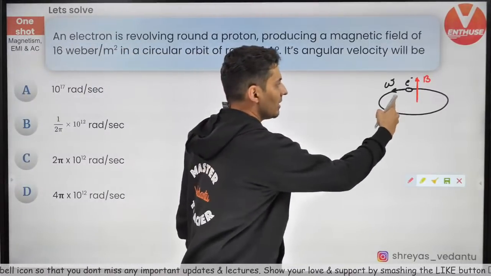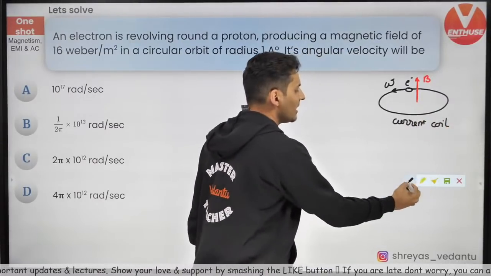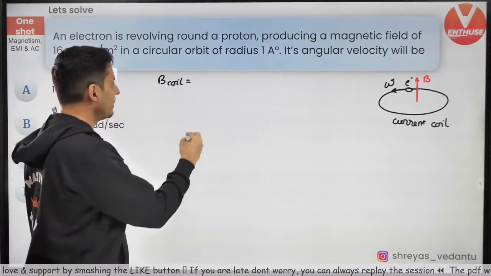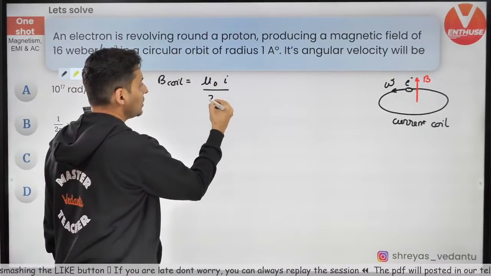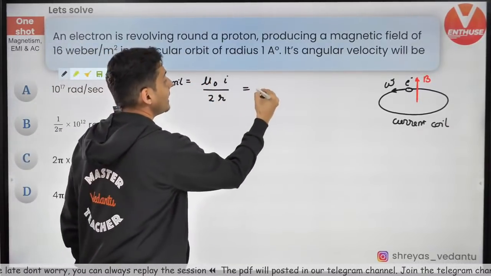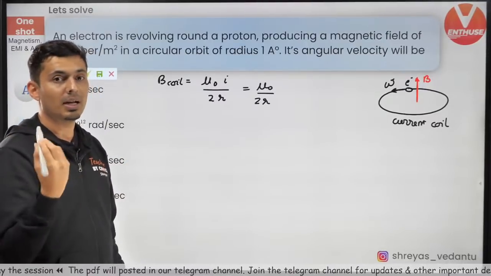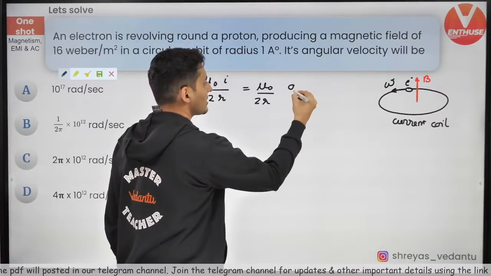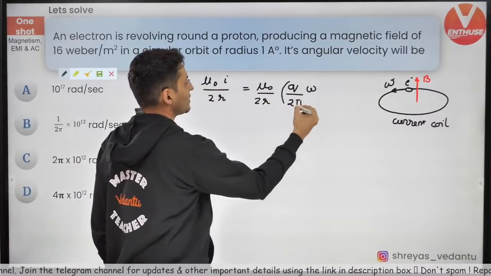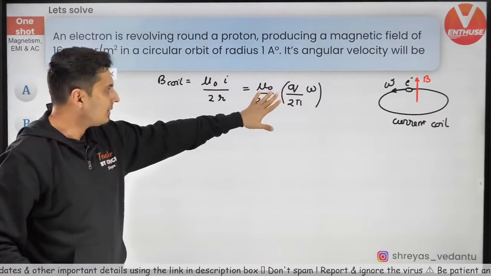Interesting. The electron going around this is like a current coil. And what is the magnetic field due to a coil which carries some current? Do you remember that formula? It was mu naught I by 2 times the radius. Do you remember that, mu naught I by 2r? That's the formula. But I don't know the current. Now, just a few minutes back I told you what is the current due to a charge which revolves with some angular velocity. Current is that charge divided by 2 pi, and this omega goes on the top. Do you remember that? This was the value of the current. That's it. Now just put everything over here and you'll get the answer.